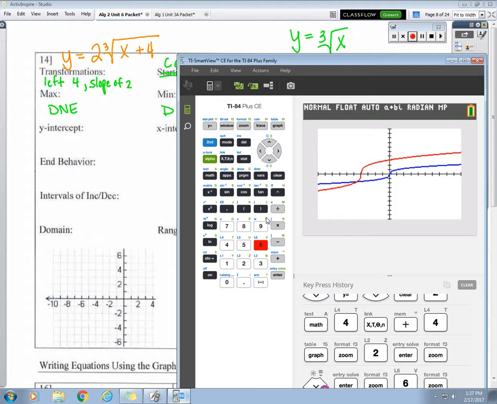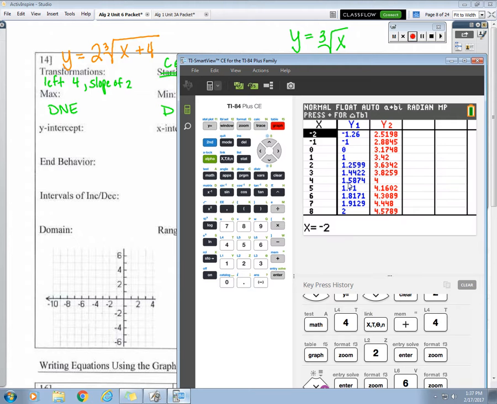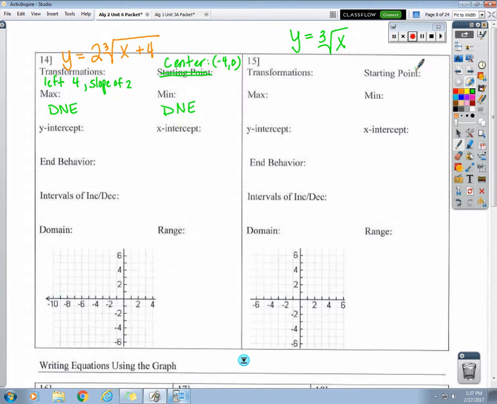The y-intercept. Where does that red line cross the y-axis? 0, 3, right? I'll go to the table just to make sure it really is exactly on 3. Let's see, it's actually not. It's at 0.317. So we'll round it to 0.32.